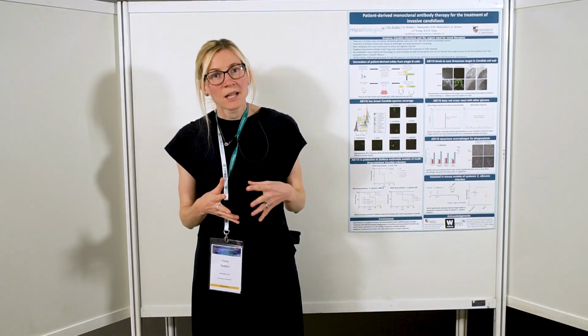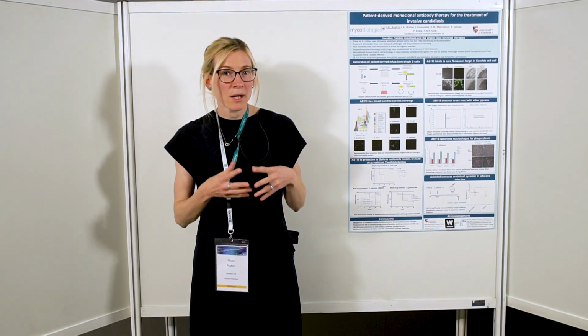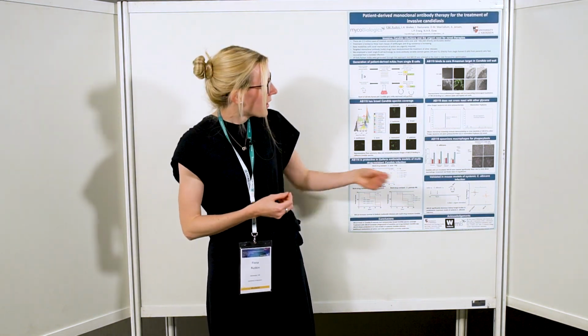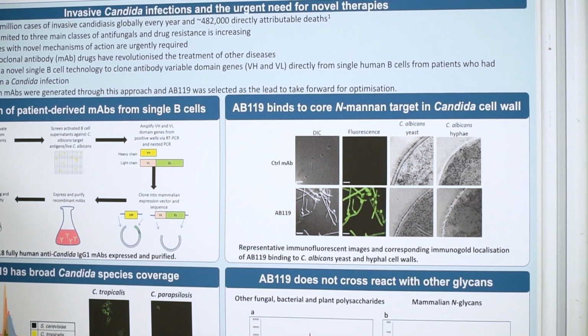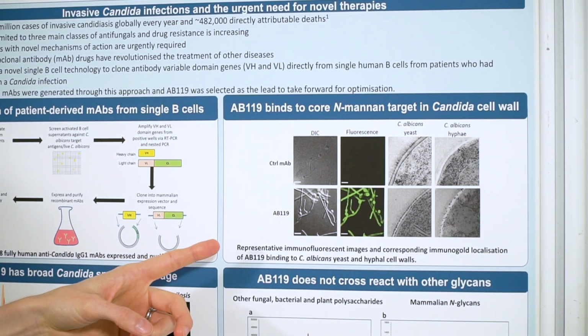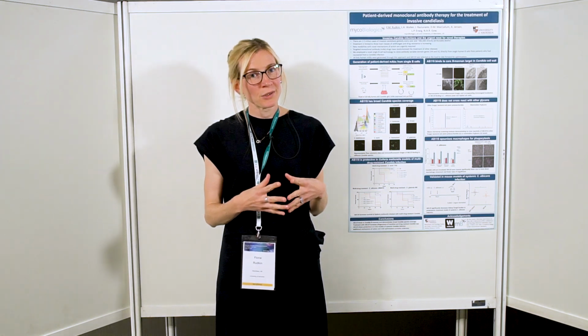Antibody 119, our lead antibody, binds to a core N-mannan target in the candida cell wall. We've shown this through immunofluorescent imaging, immunogold localization and TEM images. So we know that antibody 119 binds to candida N-mannan.